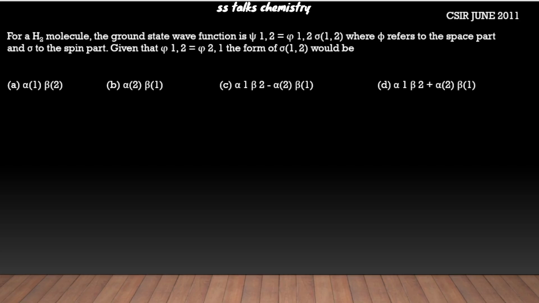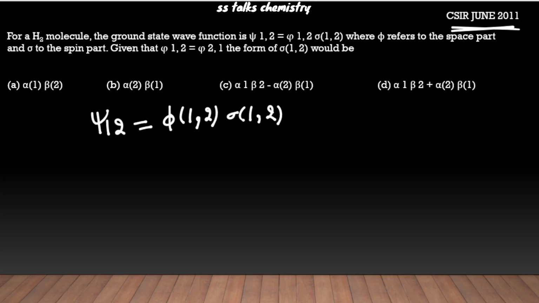Next, again the same paper, CSIR June 2011. So you can see the frequency of the questions that you are getting, right? It says for the hydrogen molecule, the ground state wave function psi(1,2) is equal to two parts, phi(1,2) and sigma(1,2), where phi represents the space part and sigma represents the spin part of the wave function. So this is the spin part.